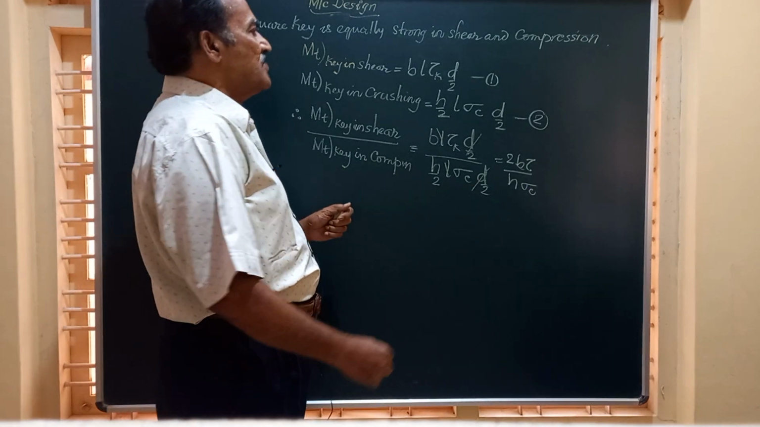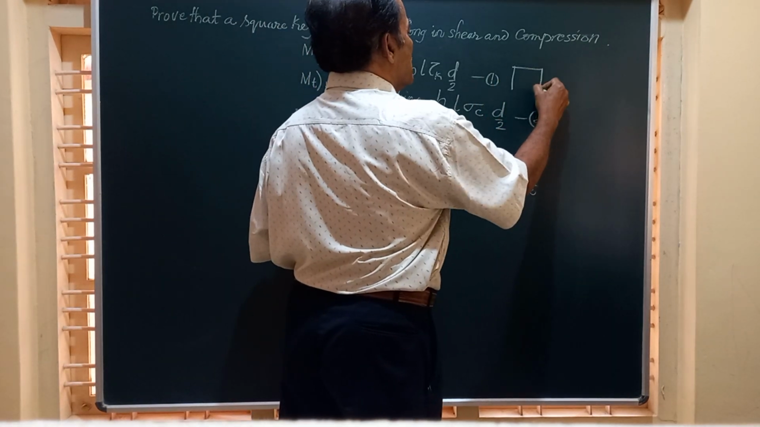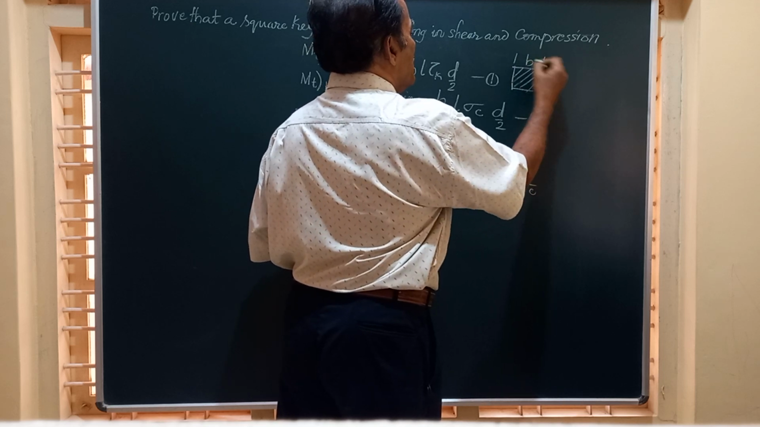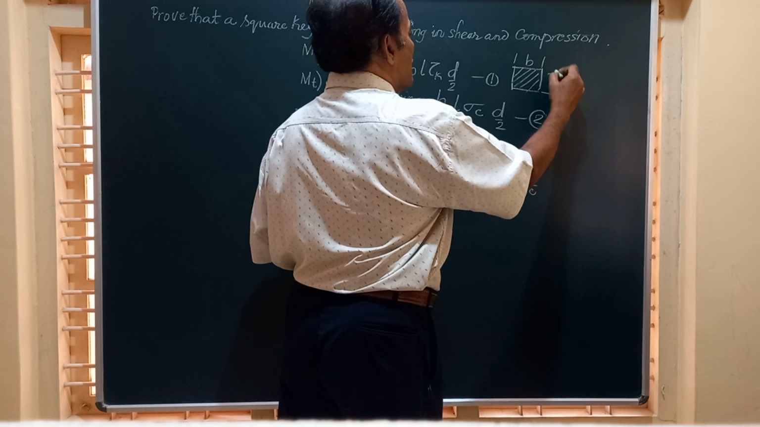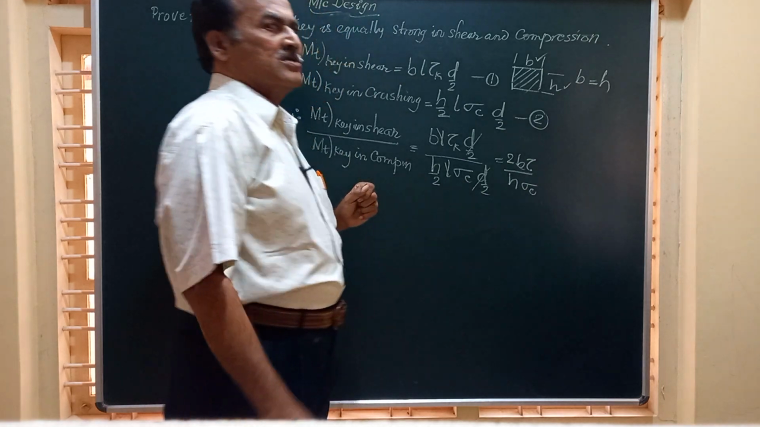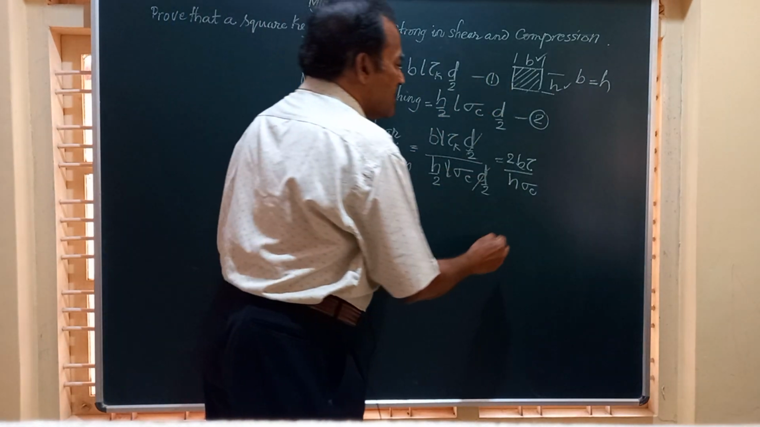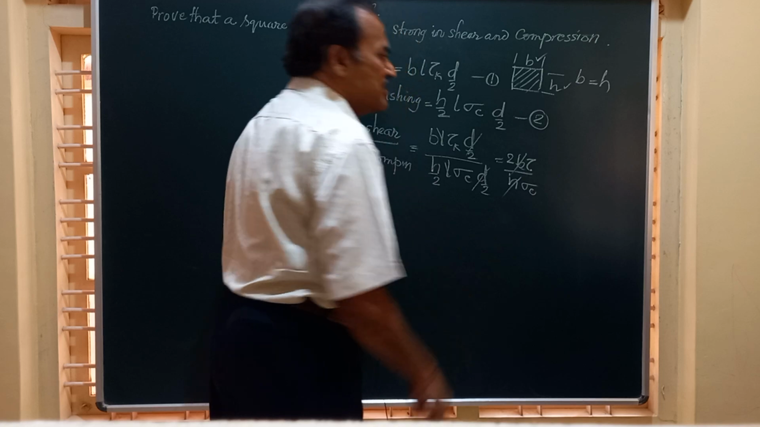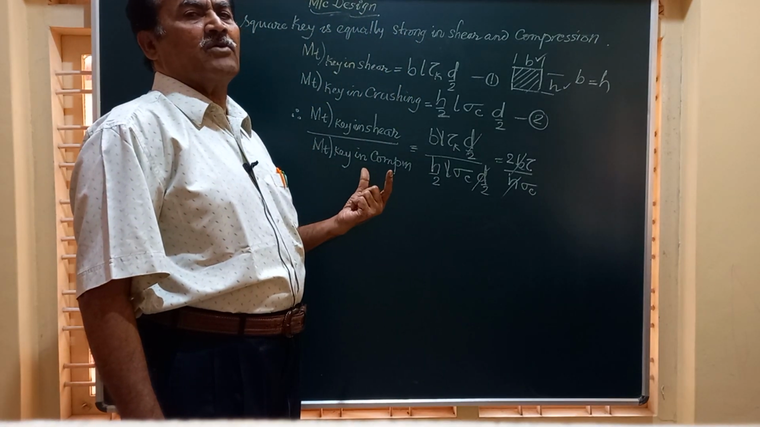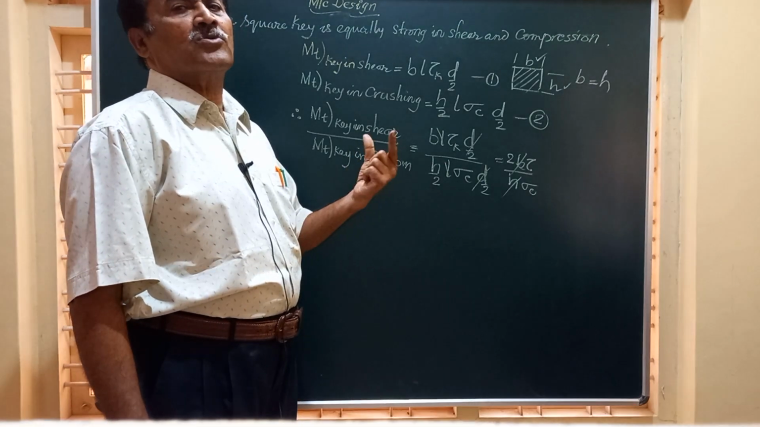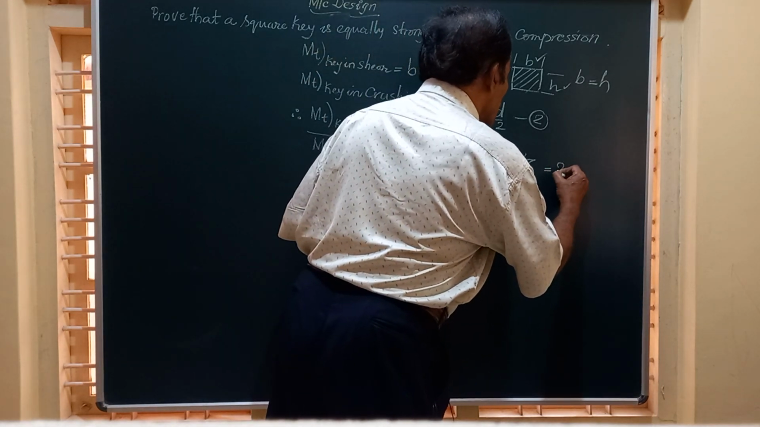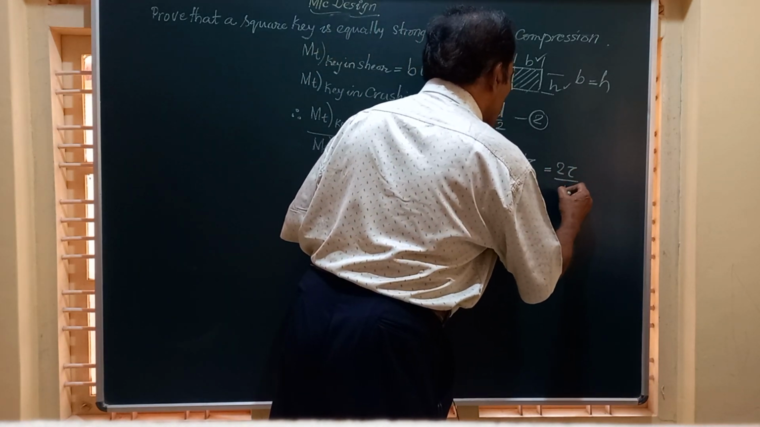Friends, if the key is having a square cross section like this, you will have the width of the key B equal to the thickness of the key. So B is equal to H for a square key. So with this relation, B and H get cancelled for a square key because the cross section will have B is equal to H, the same value. Therefore, friends, we are left with 2 times tau divided by sigma c.